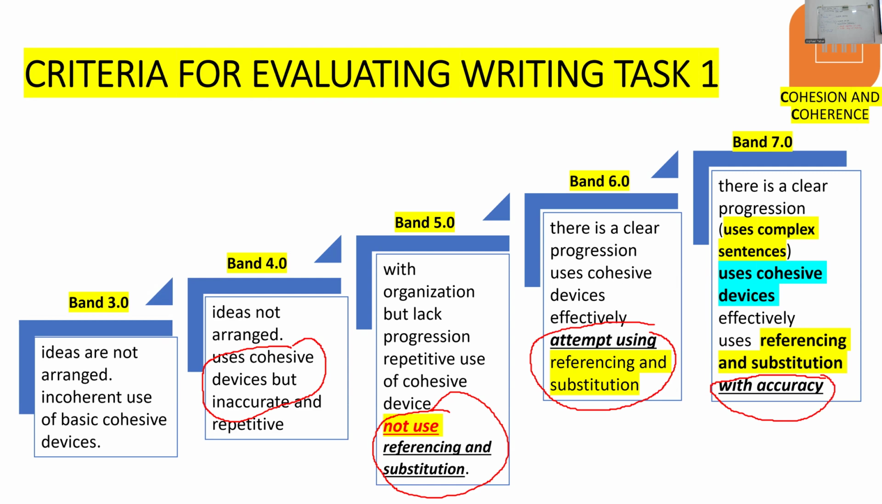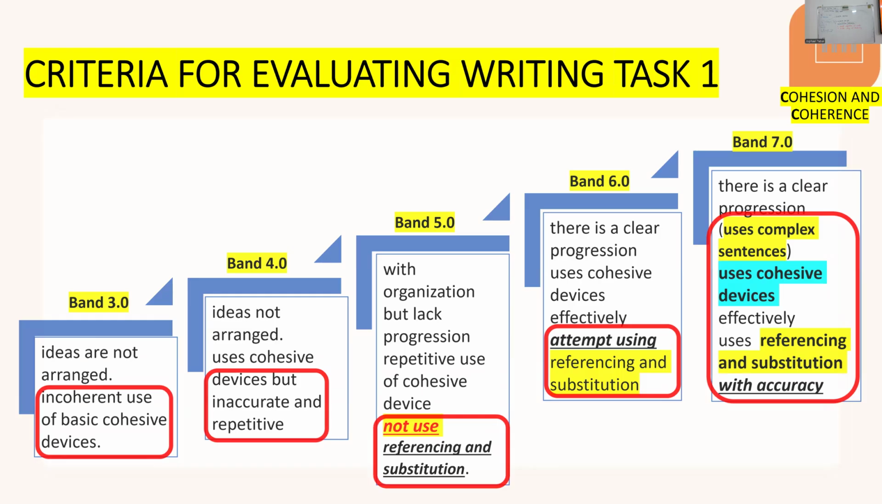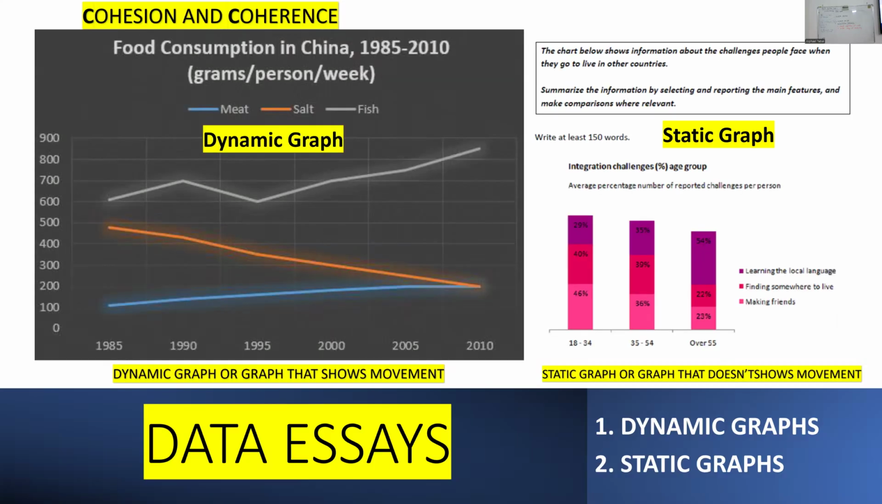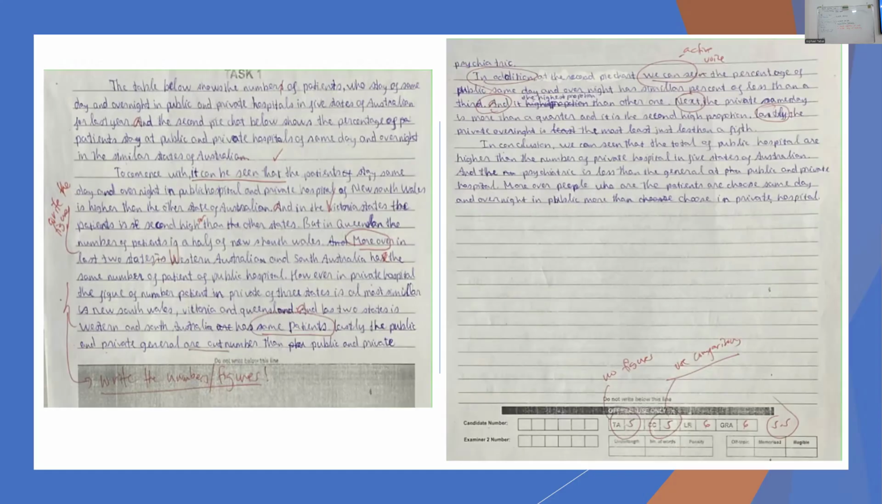So the main focus here is the accurate use of substitution and referencing. Okay, so let us check here one by one the use of complex sentences. As you can see here, we have two types of data essays: one is a dynamic graph and the other one is a static graph. Now, if we check the model essay here from a student, the student got a score of 5. So let's check the main reason here.